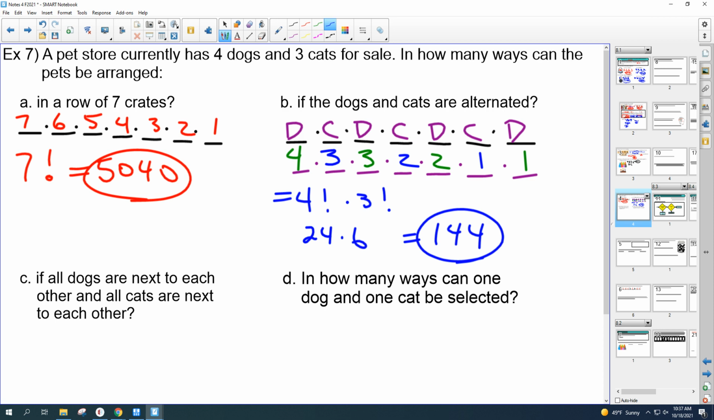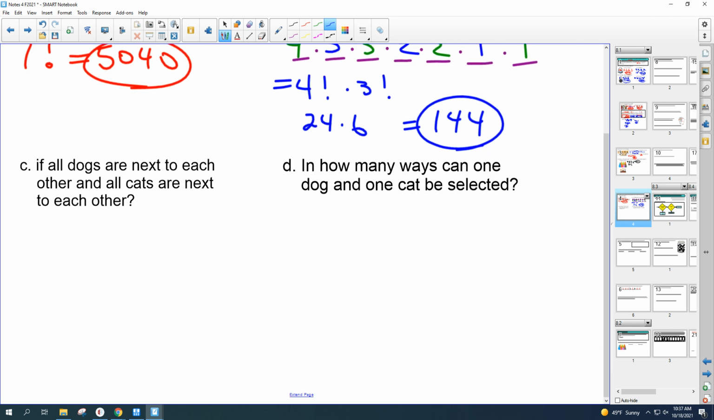So that one's weird. That one's different, I suppose. All dogs are next to each other, and all cats are next to each other. So basically what they're saying is it has to go dog, dog, dog, dog, cat, cat, cat, like that. Or cat, cat, cat, dog, dog, dog, dog. There's two different things that could possibly happen. Either they put the 4 dogs first, or they put the 3 cats first. One or the other, okay?